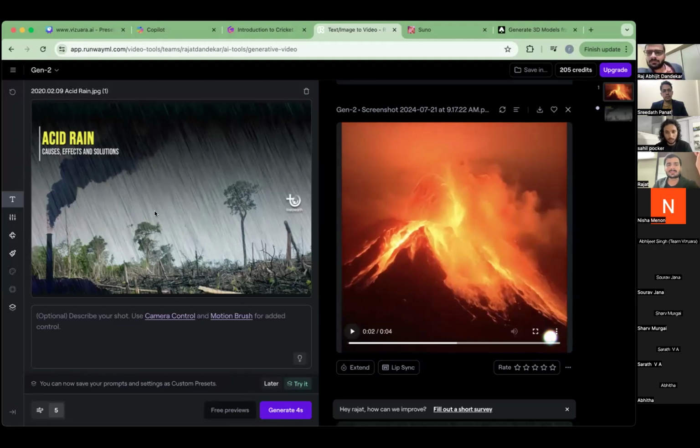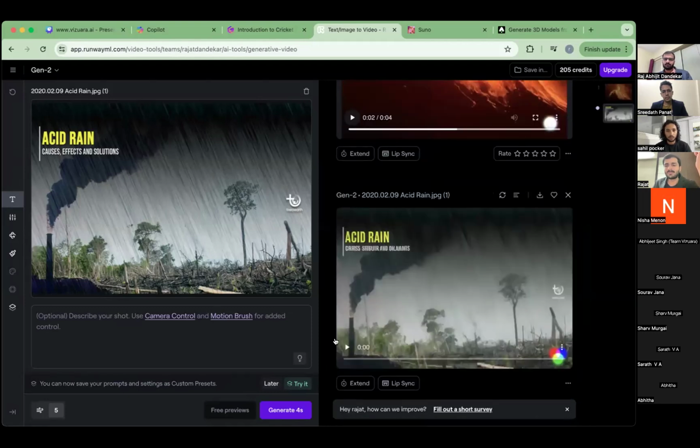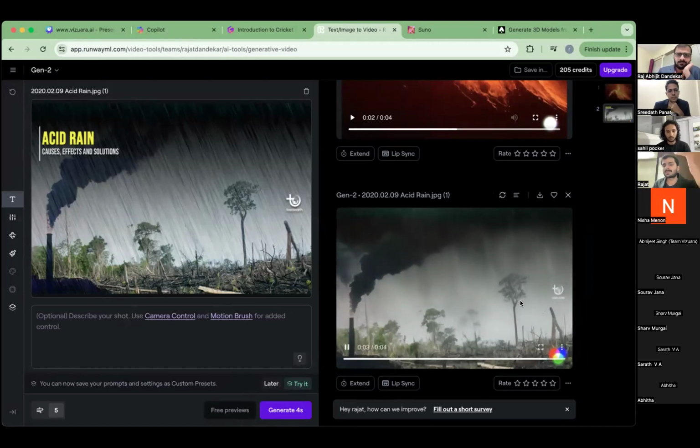Then the next example is that of an acid rain. You can see on the left, it's a very static image, but the moment I give it to Runway ML, it identifies that there is probably some rain in the background, and you can see the spattering of rain. And imagine now this video being played with some background. It will look really cool.